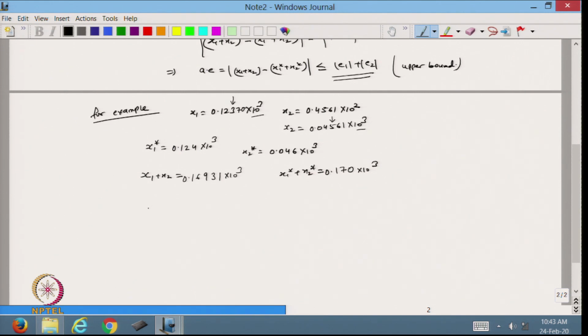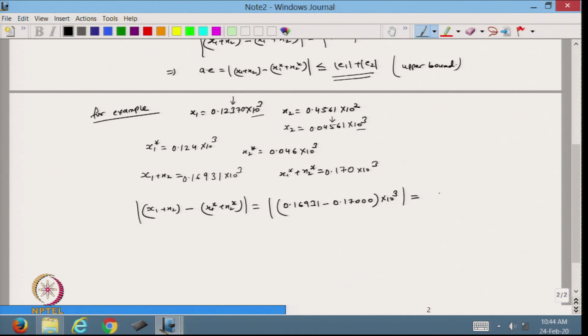Now suppose I want to find x1 plus x2 minus x1 star plus x2 star. So this is the number I want to find. So this will be equal to minus... so this is the bigger number.